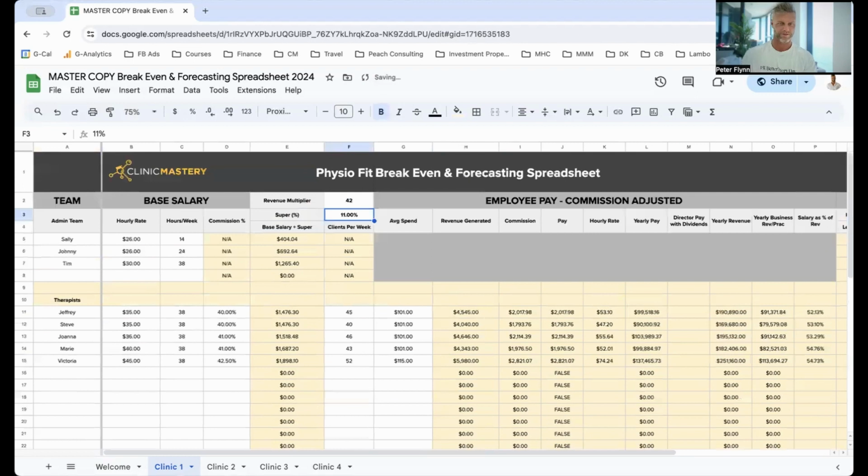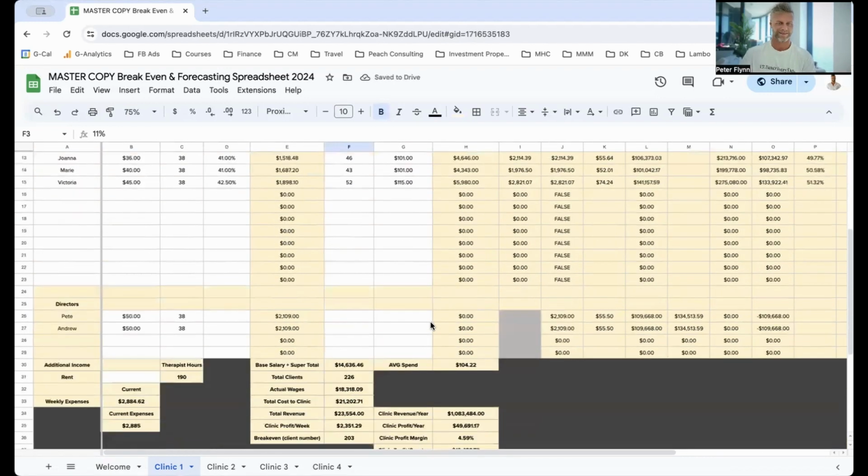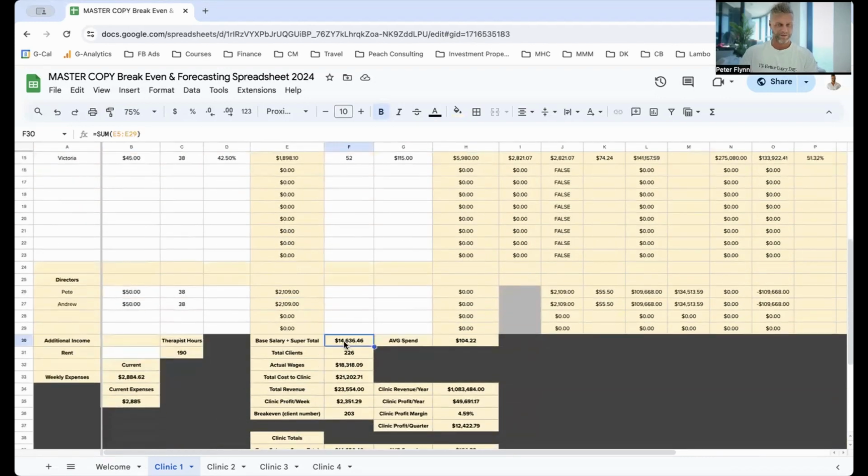Now, if this was 42 and we come down here, you'll see that that's now in the negative. So it is important to get your revenue multiplier correct by looking at previous year's data. So if we come down here, this is your base salary plus super, we get average spend, total clients being 226, actual wages is 18,318. That's taking into account bonuses, rewards, commissions. Total cost to the clinic then adds in our expenses as well. And then total revenue is the revenue brought in over that week, clinic profit per week, and break even client number for that week. That's what that looks like.